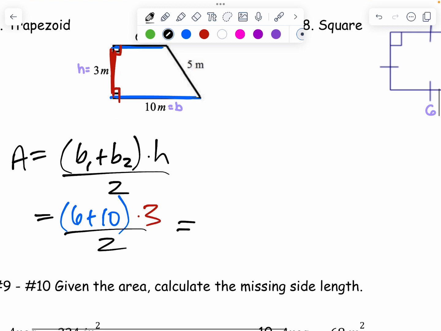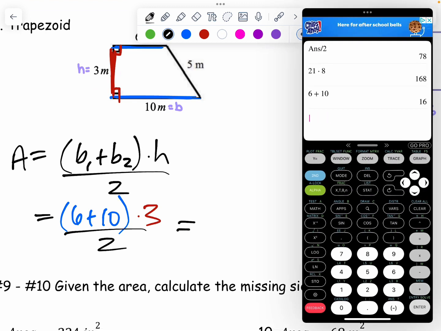And in the calculator, I'm going to do 6 plus 10. And I'm going to multiply it by 3. And then I'm going to divide it by 2. 24.